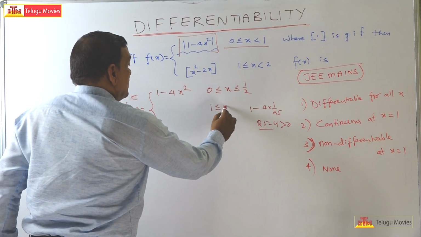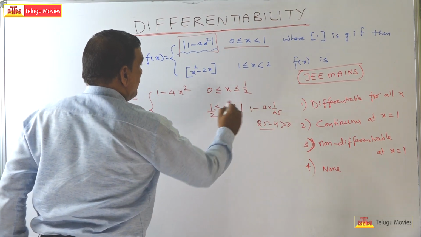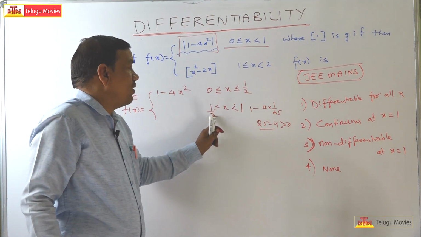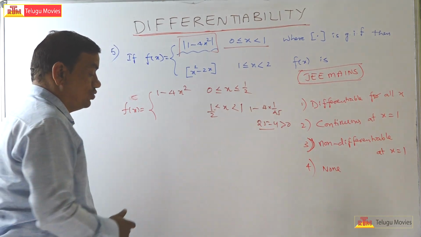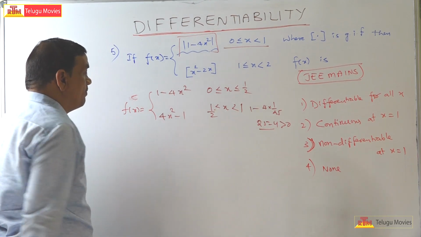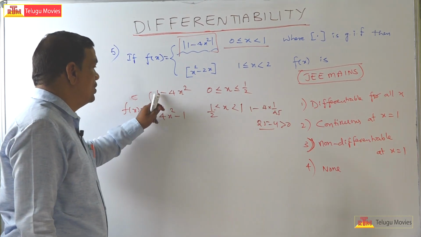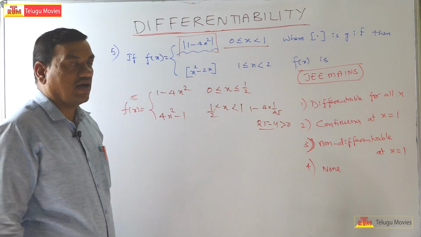When 1/2 < x < 1, your x value from 1/2 to 1 will obviously be greater than 0, so 1 minus 4x² is less than 0. That is, 4x² minus 1 will be greater than 0 for the modulus. So this is the graph of your function, and for this we can draw the graph.